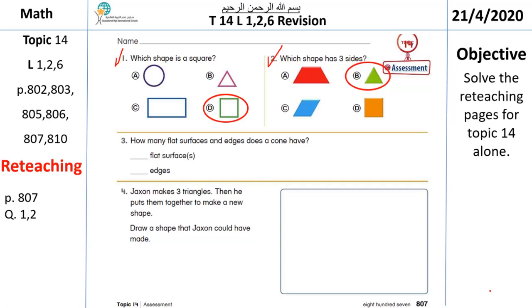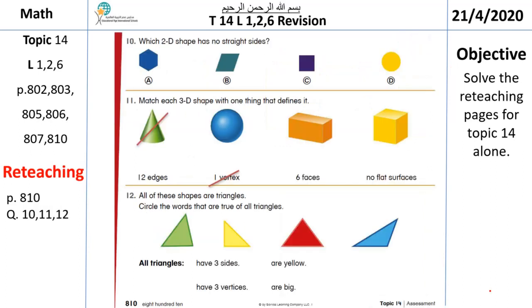Okay? Now let's have a look at the last page that we will be doing, which is page 810. We're going to cover question number 10, 11, and 12. Now they're all pretty easy, but for number 11, please cross the cone and cross the word one vertex. Okay? Now for question number 10, it says, which 2D shape has no straight sides? No straight sides. I don't have any sides that are straight. A, B, C, or D. No in math means 0. No, nothing.